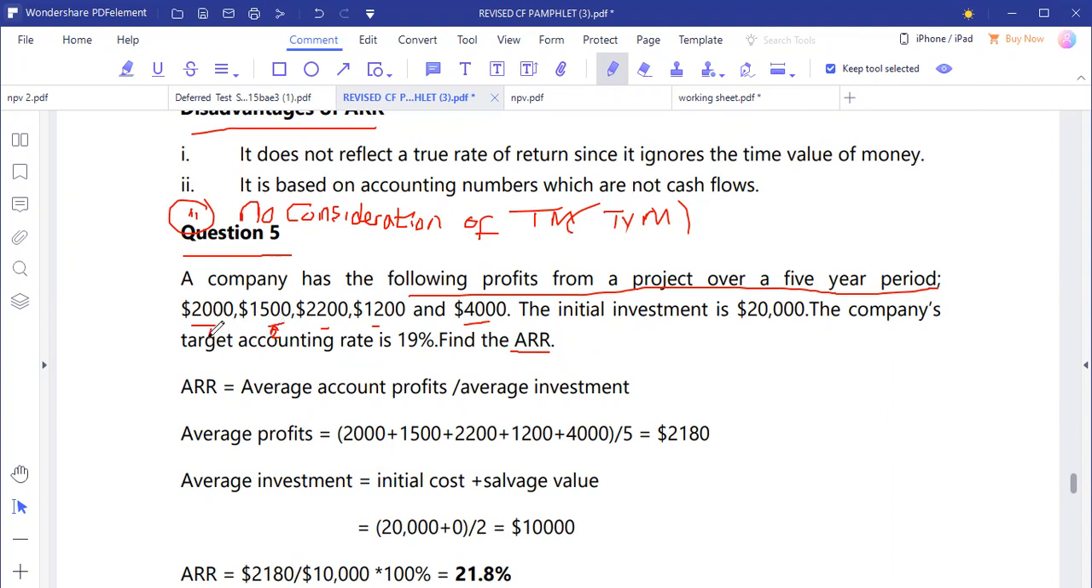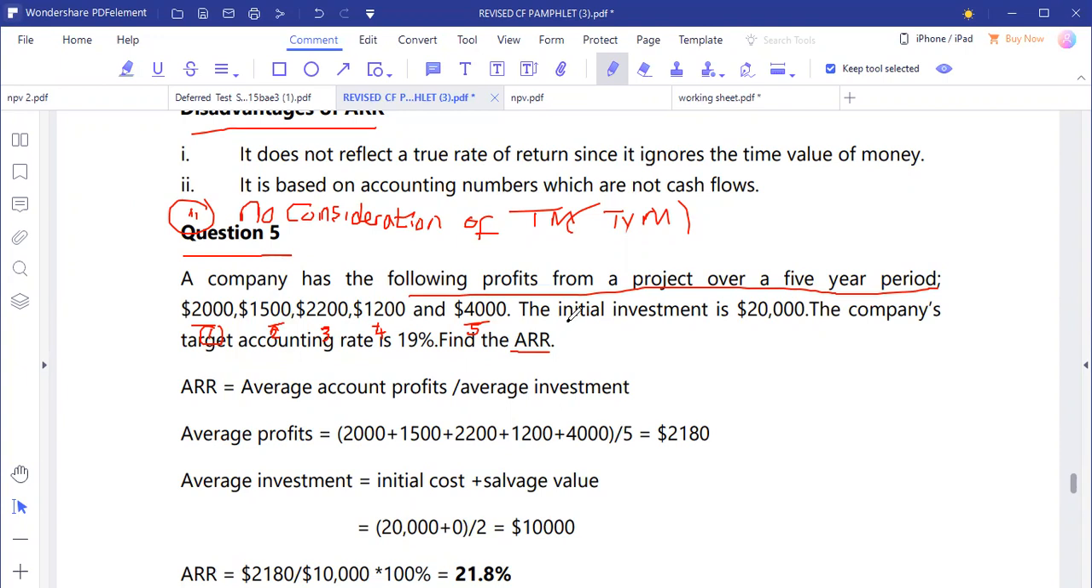Then this is year 3. Then this is year 4, then this is year 5. So these are the profits coming from different years. So now we have these profits coming from different years.